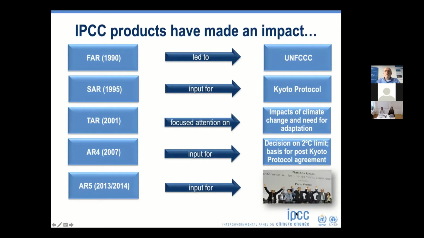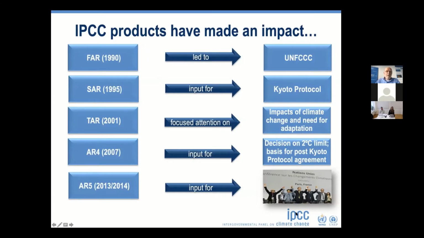The second report informed the Kyoto Protocol. The third report focused attention on impacts of climate change and the need for adaptation. And the fourth report led to a discussion of a climate target, and there was a decision on a 2-degree limit as a basis for the post-Kyoto Protocol agreement.